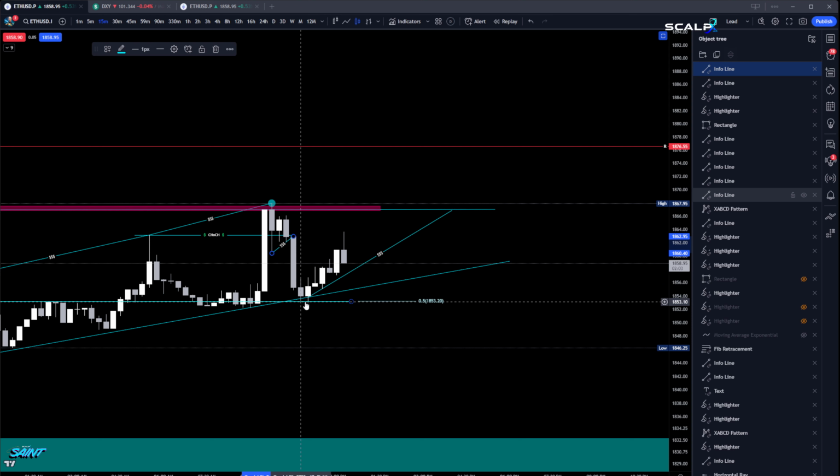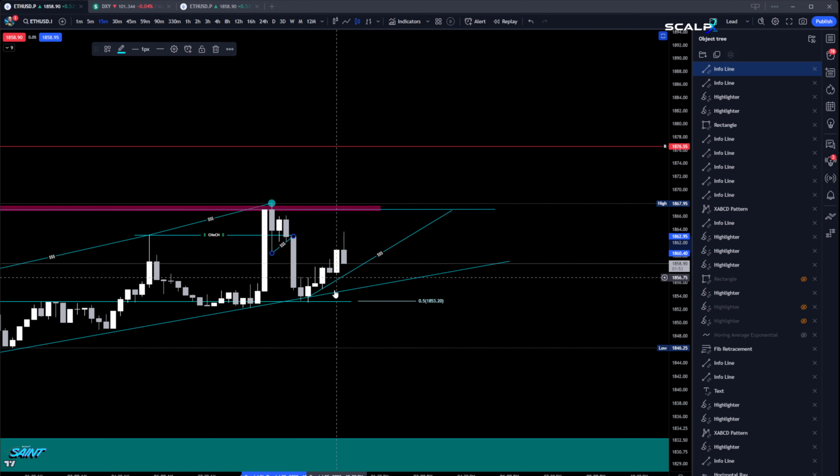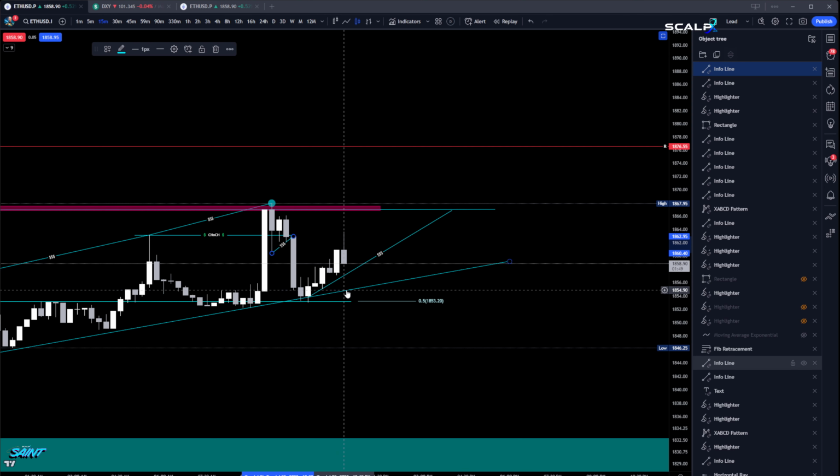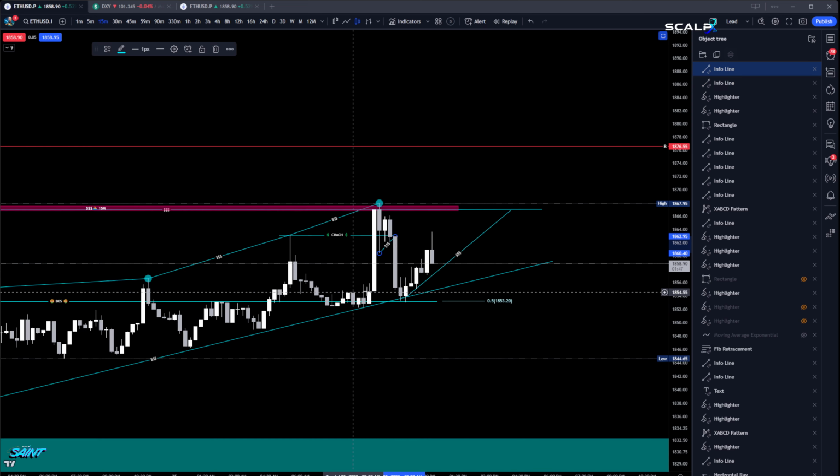So I wouldn't be surprised if someone entered long here and then they set their stop loss right underneath here. Right, and so watch price just come straight through that and then want to pull back up against this trend line, which is the pull.